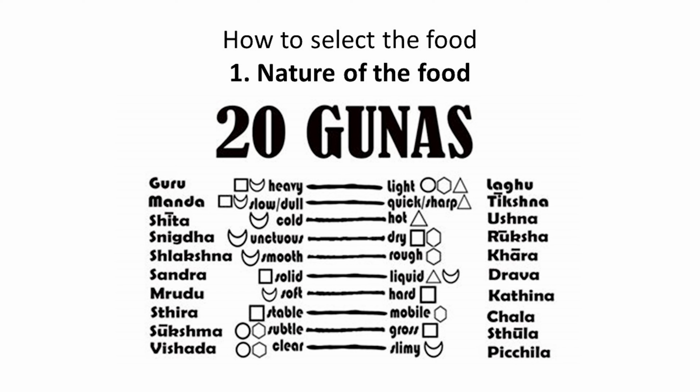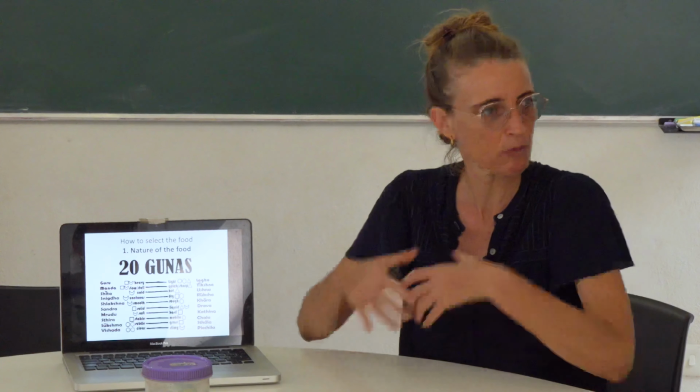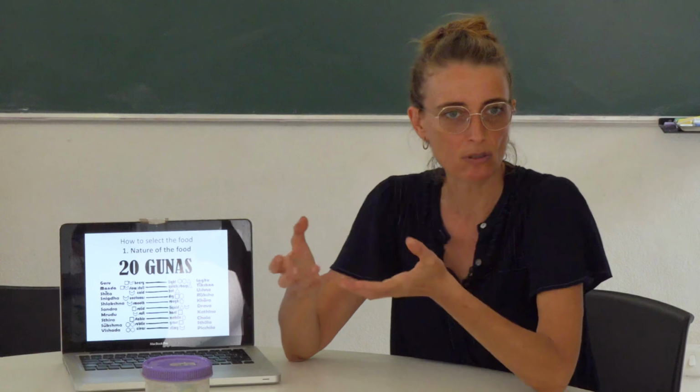Stable and mobile. These 20 gunas are the gunas that are related to any matter that is made of 5 elements. And those 5 elements, coming in combination with different proportions, will give qualities to the object, the table, anything, the food, or us, our structure, anything that we produce, basically.